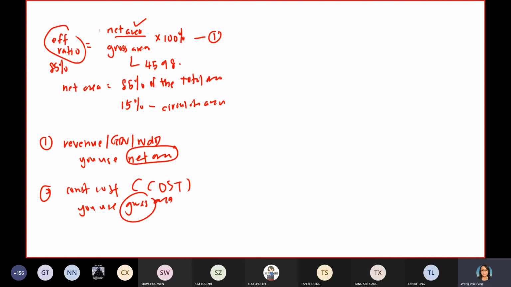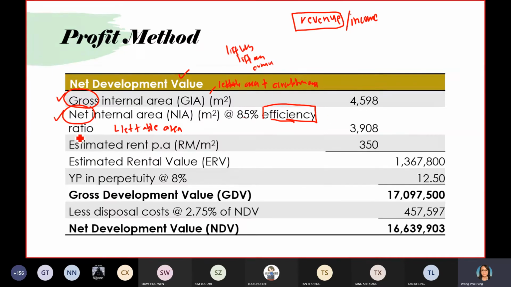All right, go back. So first step, you use the net area, 3,908. So first, you figure out the net area first. Second part, normally for commercial, like office and retail, we rent. We don't sell. Maybe we'll sell, but most of the time they will rent it. Just like Sunway, most of the time when they build Sunway Velocity or Sunway Pyramid, they tend to rent it out.